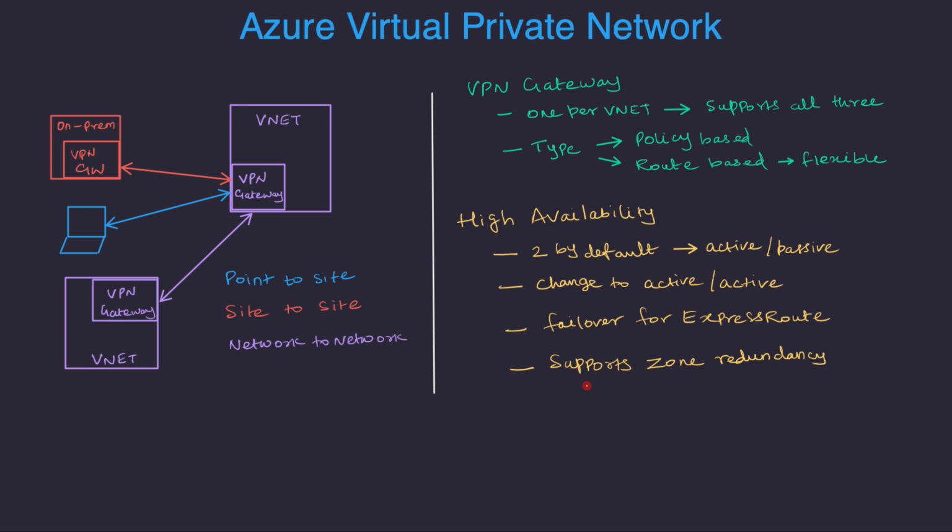One more thing about this VPN gateway is that it is a zonal service. So wherever we have availability zone support, we can deploy this VPN gateway in a zone-redundant manner. Even if one of the zones is affected and is down, the VPN gateway in the other zone will become active and the connection will be restored.